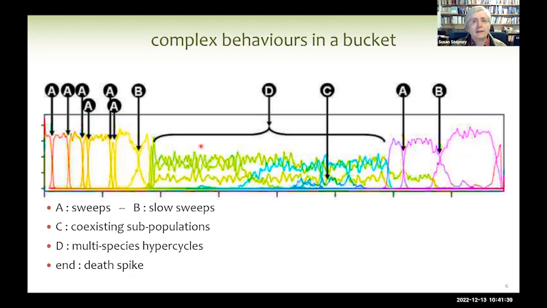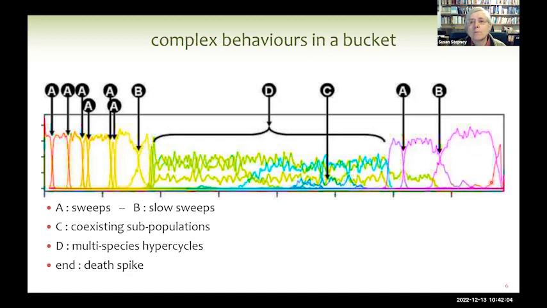We can have here a region of mutualism where we have multi-species hypercycles. We can have coexisting subpopulations that aren't actually hypercycles, but they are just living together happily in the bucket. And then typically what happens after a while, you maybe get some more of these sweeps, but then at the end you get this death spike.